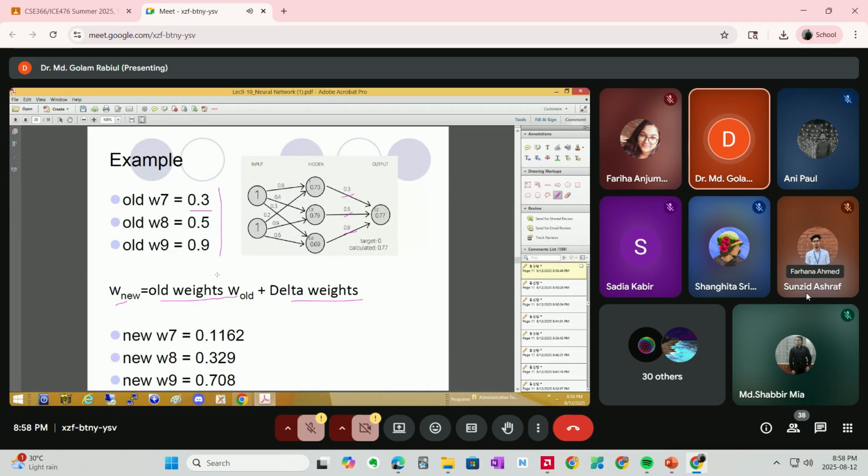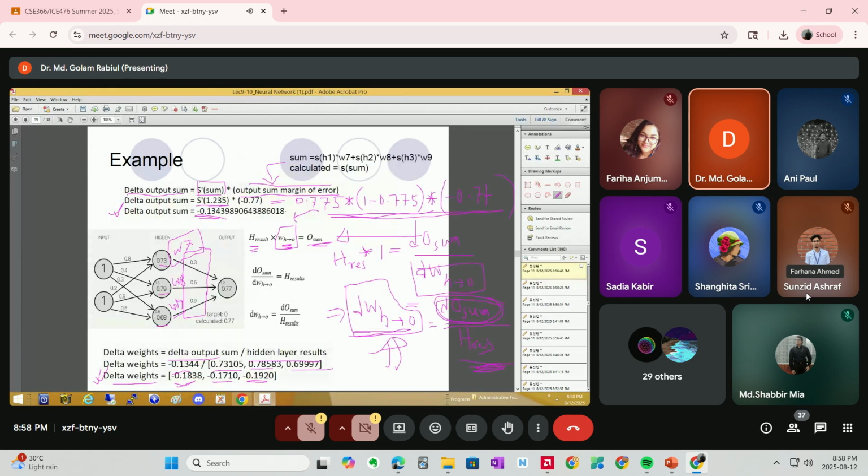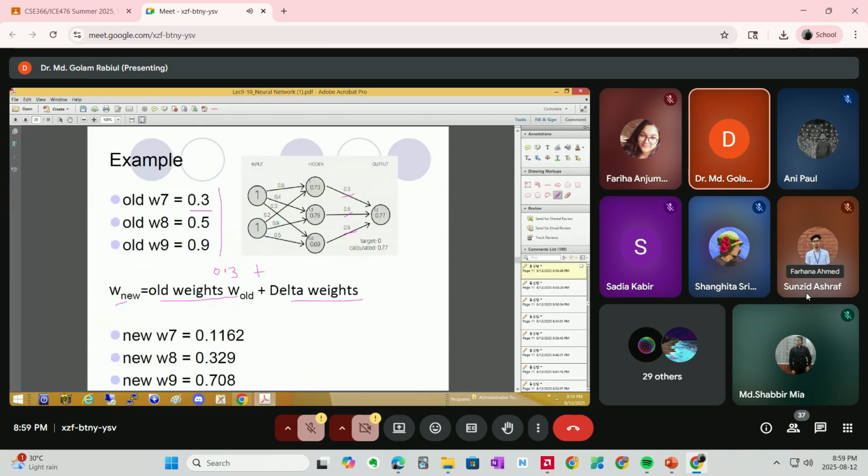The previous weight we can see is 0.3, plus the delta weight. The delta weight is negative 0.1838. Okay, then we will get the new value, and for that the new W7 will be 0.1162.